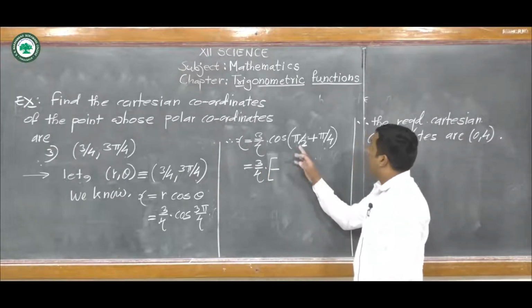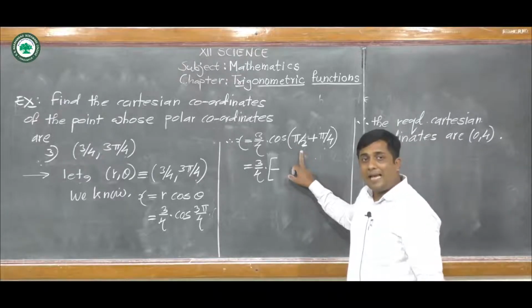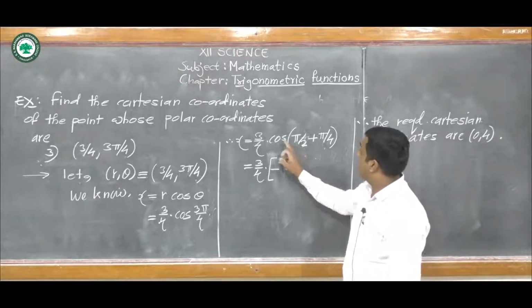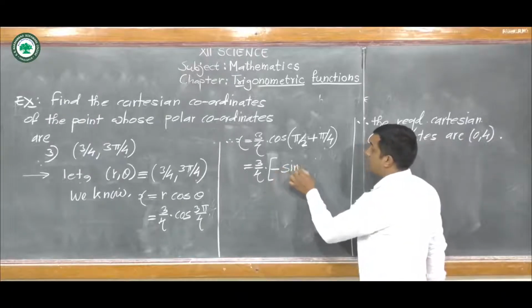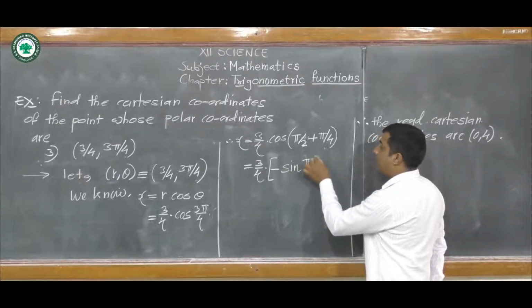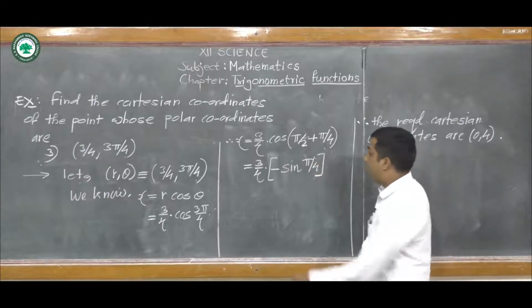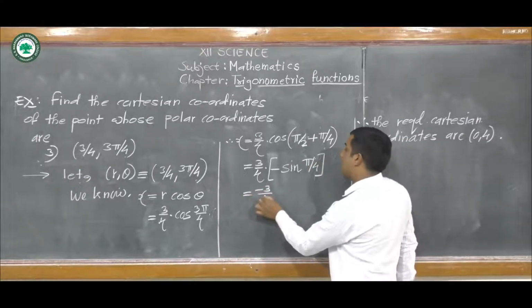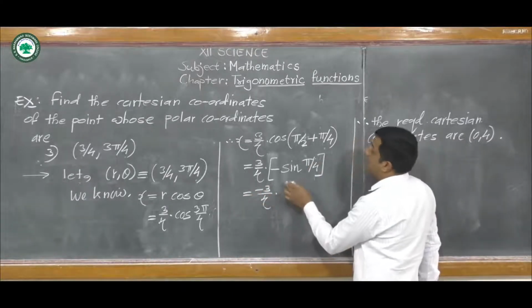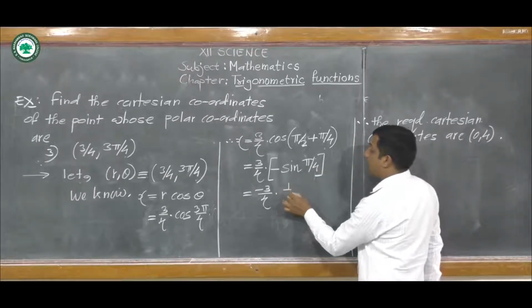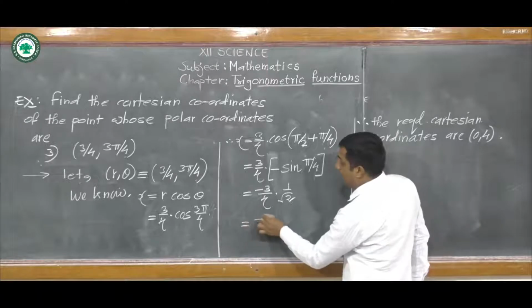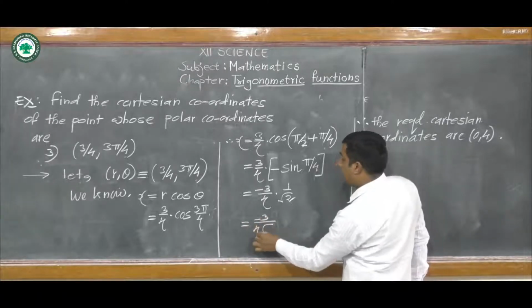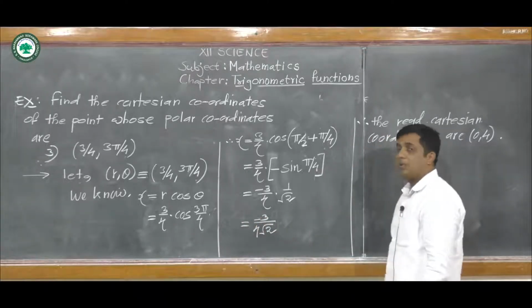Then here if pi by 2 is given in the allied angle, then we replace this cos by using sine. So here sine of pi by 4. Now this is equal to here minus 3 by 4 into here we know sine pi by 4 is 1 upon root 2. And lastly, we get minus 3 upon here 4 root 2. This is our x.